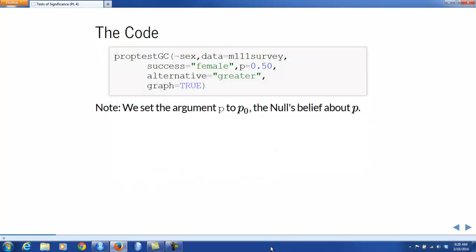We use the same function as we use to construct confidence intervals for one proportion based on the normal approximation. That's prop.test GC. The formula and data input are the same as they were for confidence intervals. We also need to specify what the successes are that we're counting up: females. But if we want to test in addition, then we need to set the P argument to 0.50, the null's belief about P. And we also need to specify the side if we're not doing a two-sided test, so we say that alternative is greater. If you'd like a graph of the p-value using a normal curve, then say graph is true.